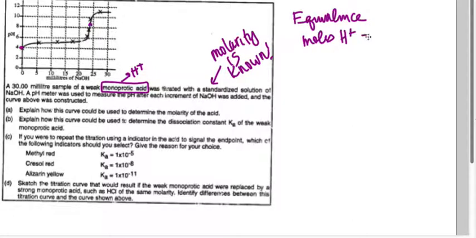Moles of acid equals moles of base. All right, we need to get to the concentration of acid because that's what we're looking for. So it would probably be good if we knew the moles of base. Do we know the moles of base? We know the molarity. It tells us that.